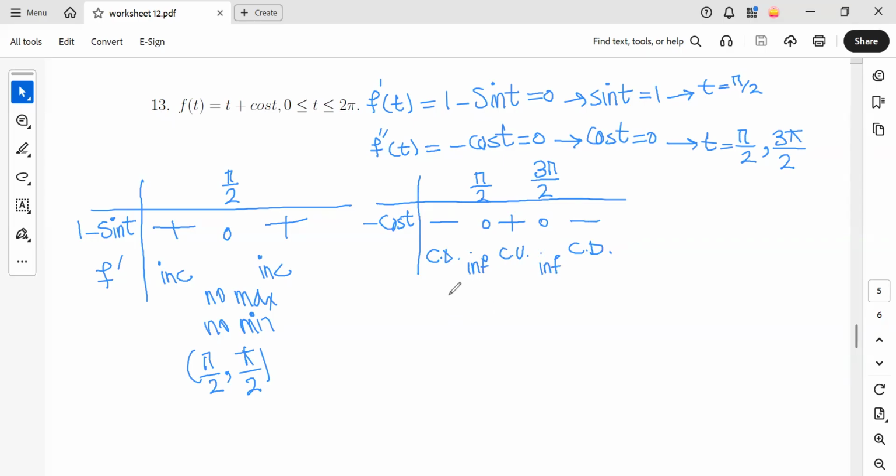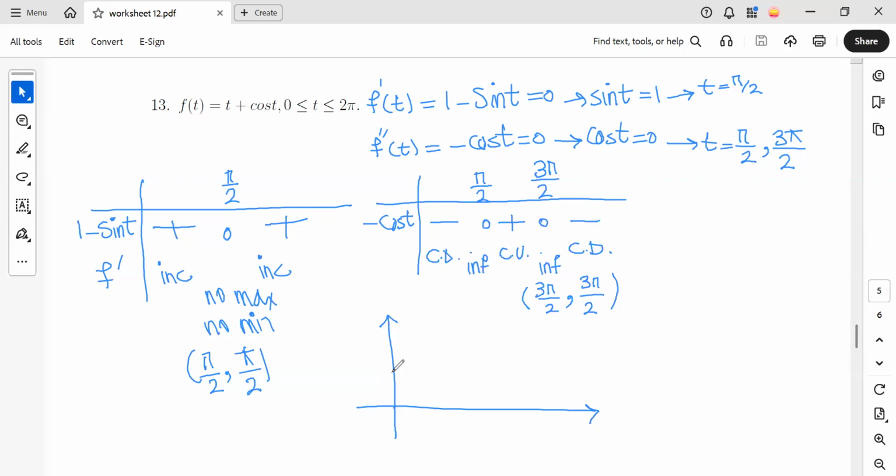And by plugging them into the original function, we had pi over 2 and pi over 2 here. We're going to find 3 pi over 2 when you plug in 3 pi over 2, and the cosine of 3 pi over 2 is just 0, so the y value would be 3 pi over 2. And using these two sign charts, we are going to draw that.